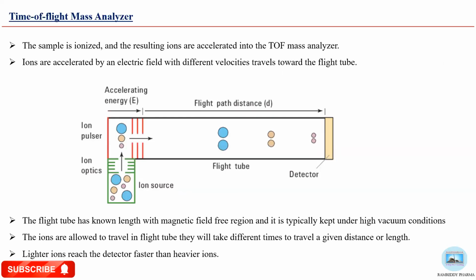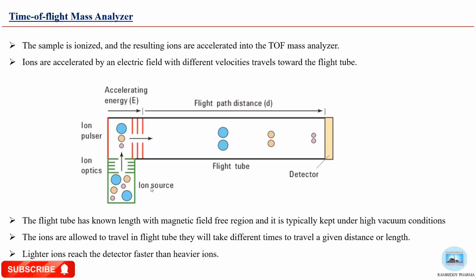And the time of flight mass analyzer. This time of flight mass analyzer has one flight tube. This is called a flight tube, with a certain distance. This is the path distance of the flight tube. In this time of flight mass analyzer, this distance of the flight tube is a magnetic field free region.